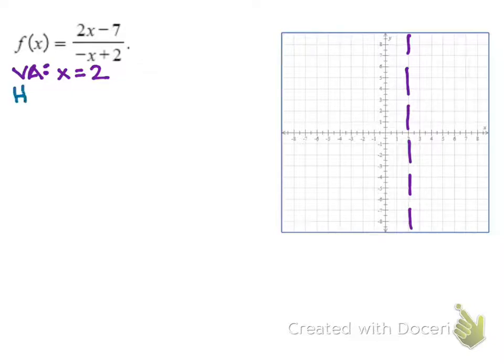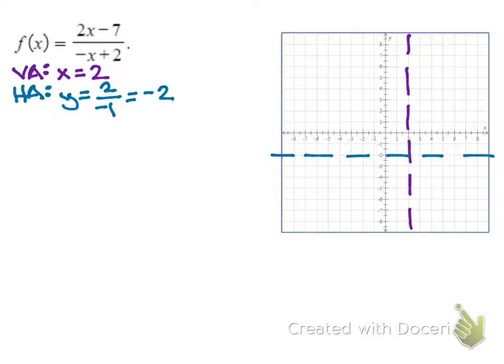Next, for my horizontal asymptote, notice here my exponents are the same. We have an x to the first in both places. So when exponents are the same, we divide the coefficients. Y is 2 over negative 1, which means y is negative 2. There's my horizontal asymptote.